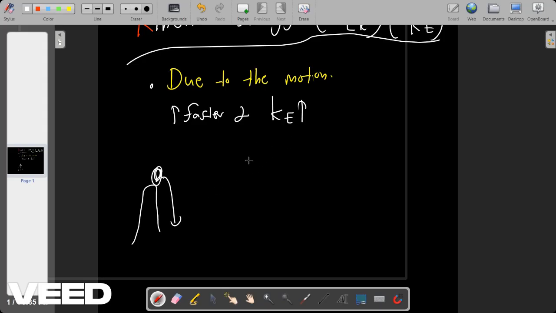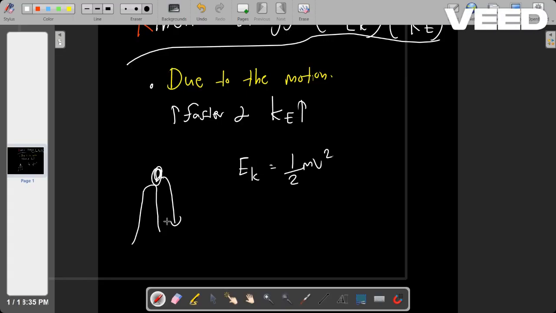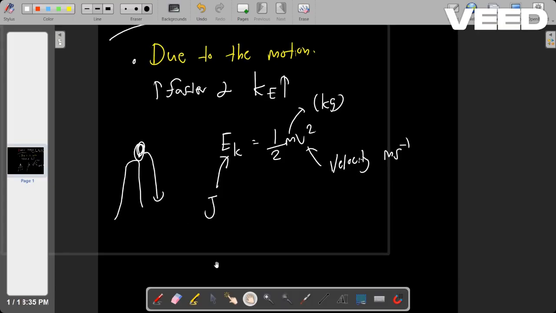So using that, the scientists have derived an equation: E equals half mv squared, right? So this is the kinetic energy equation. Now kinetic energy is measured in what? Joules. This is mass, it must be in SI units. And here it is velocity, measured in meters per second, right?